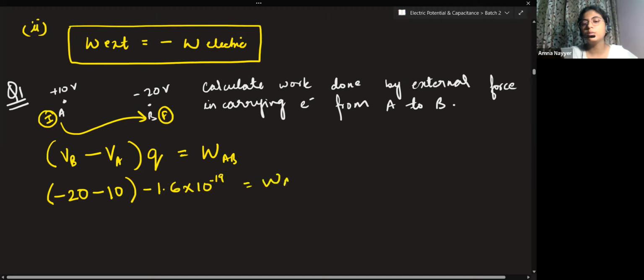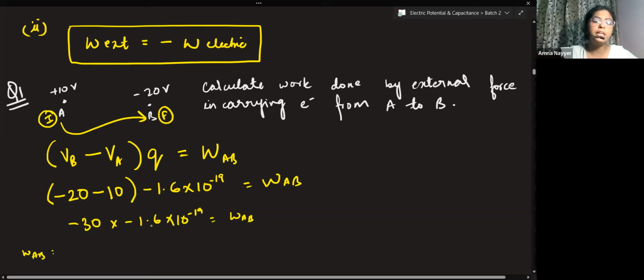Now, since it's a negative charge, put minus. This is equal to work done by AB. So this is minus 30 multiplied by minus 1.6 into 10 to the power minus 19. So this will be 3 into 1.6, which is 4.8. And minus minus will become plus only. 10 will get eliminated, so it will be 10 to the power minus 18. SI unit of work done is joules. So this will be your final answer.